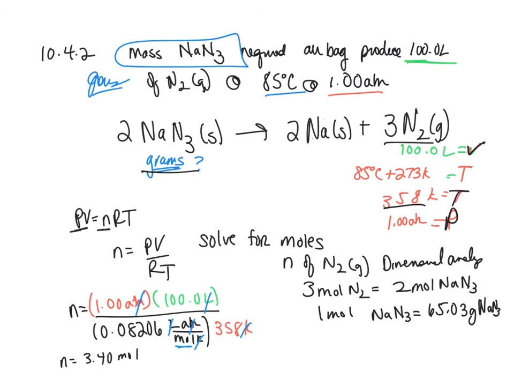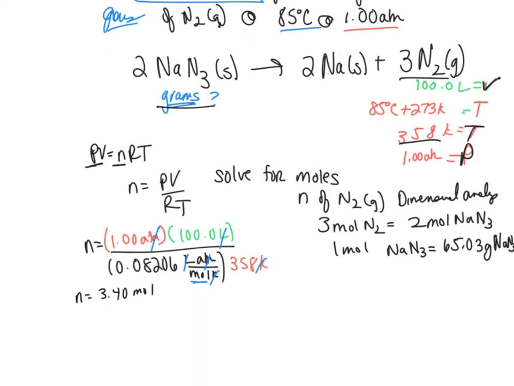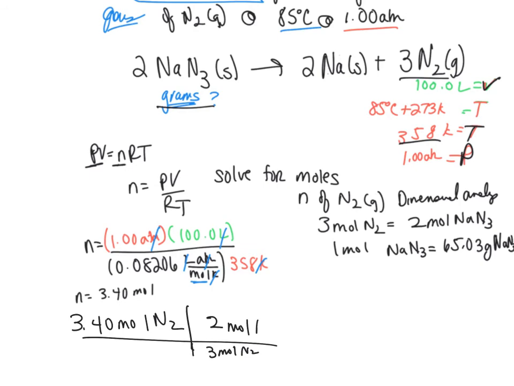So now we can do some dimensional analysis. We're going to do 3.40 mole of nitrogen gas, and for 3 mole of nitrogen gas, we have 2 mole of sodium azide.